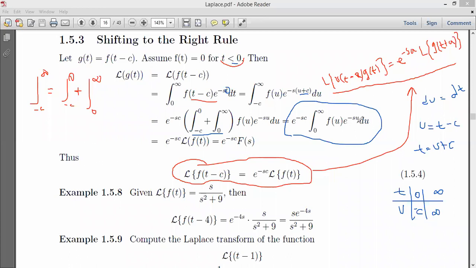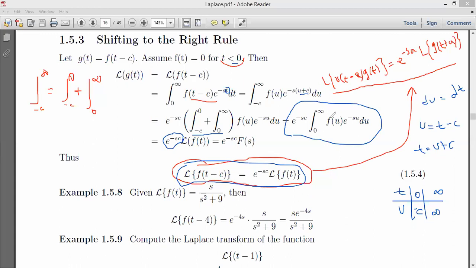And from this, we can now go back. If this is the case, then surely we know that this e to the minus sc, this term there, is L of f of t. But this f of t is simply the same as f of u, because you see this is e to the minus su. And from that, we deduce that this is the case, the one in blue here. Okay, that's the proof of that property, the shift to the right.